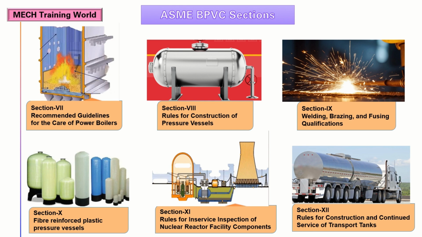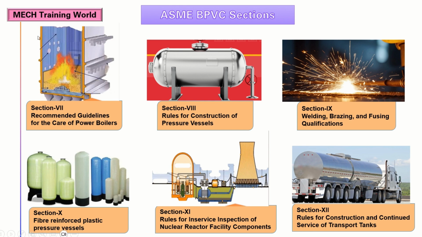And next one is Section 9, that is for welding, brazing, and fusing qualifications. It will guide us on what welding procedures we need to follow while welding the component, what the qualification of the welder is, what procedure we need to follow while brazing, and what inspection methods we need to follow for welding and brazing. Okay, all these details are mentioned in Section 9.